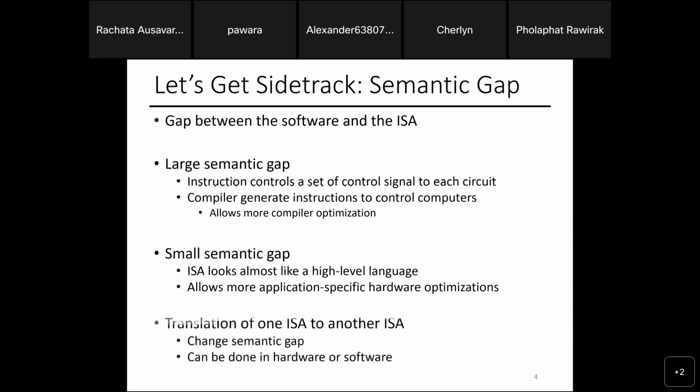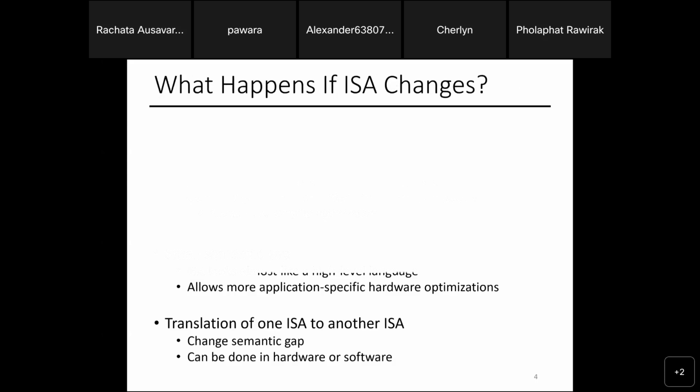And when you have two ISAs or two assembly languages that have to talk, for example, you have a program compiled for Microsoft Word, compiled for x86, your Intel and AMD chip, and you want to run it on an M1 or M2 chip, you then have to translate, change the semantic gap. This can be done either in hardware or in software, right?